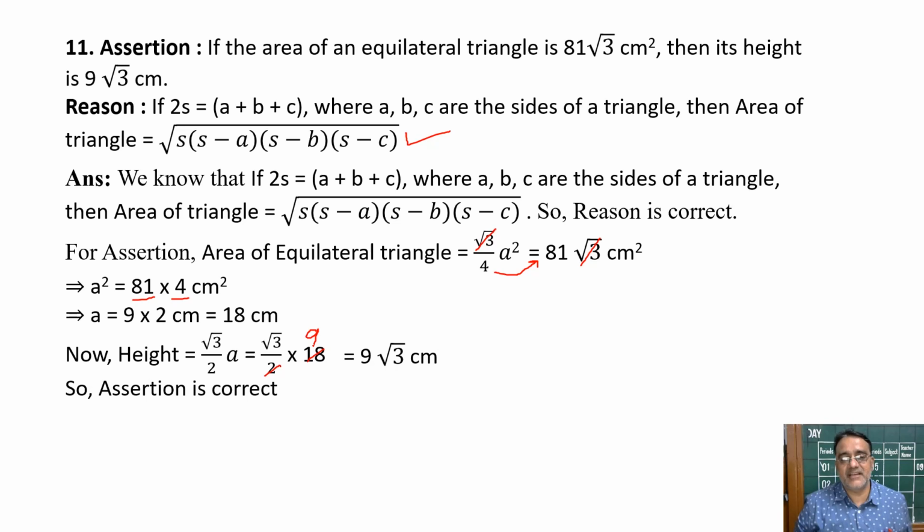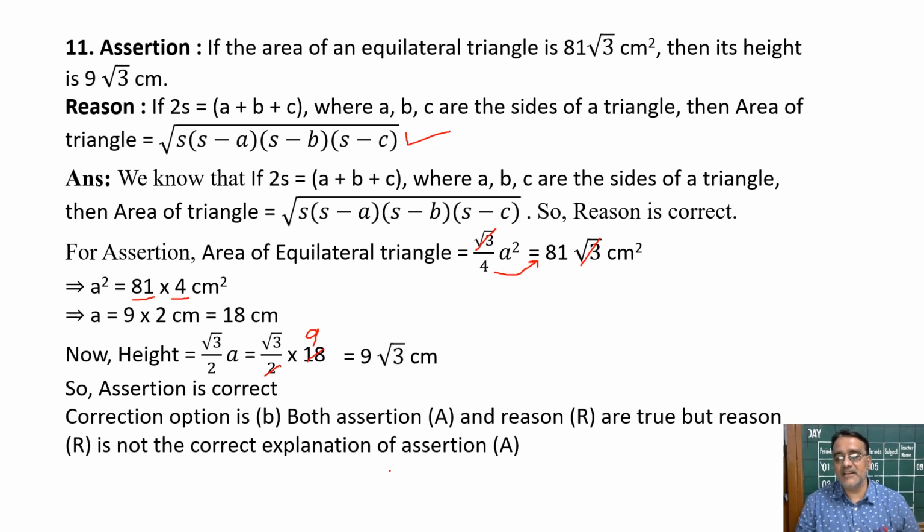So the assertion is correct, but is the reason the correct explanation? No, sir. So which option is the correct one? Option B, right? Both assertion and reason are true, but reason is not the correct explanation of assertion. Right, now we are moving toward question number 12.